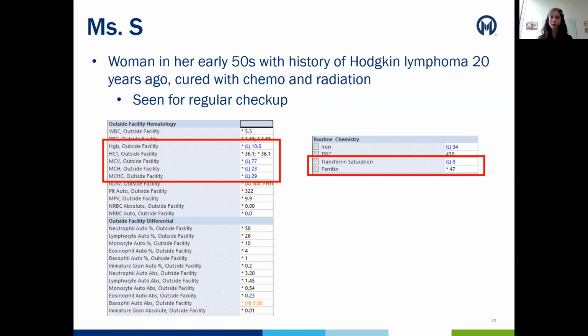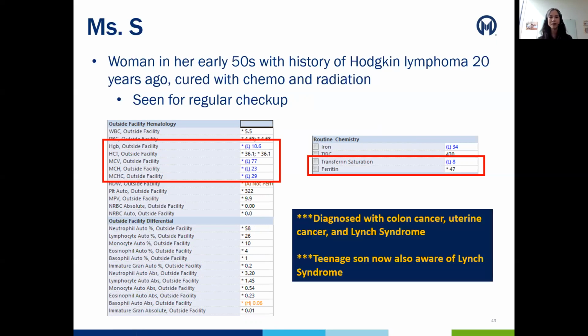And then we did further initial workup of that anemia and ended up finding low iron levels, with a low transferrin saturation of 8%, the goal usually being above 20%. And a ferritin that was low normal at 47. We usually like it above 100 if possible. And she unfortunately ended up getting diagnosed with a colon cancer because she had an updated GI evaluation.